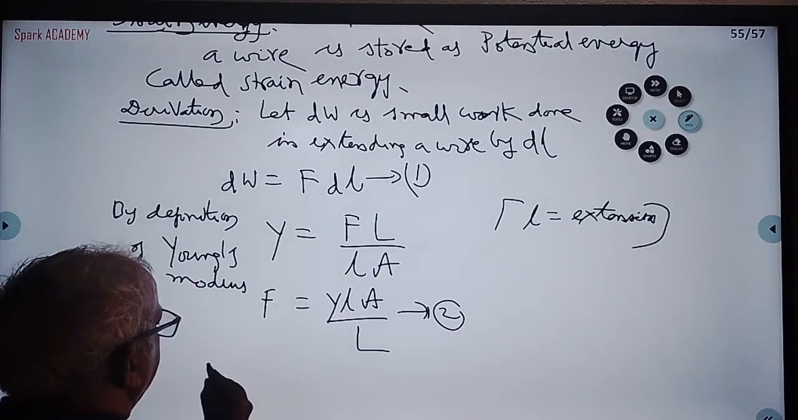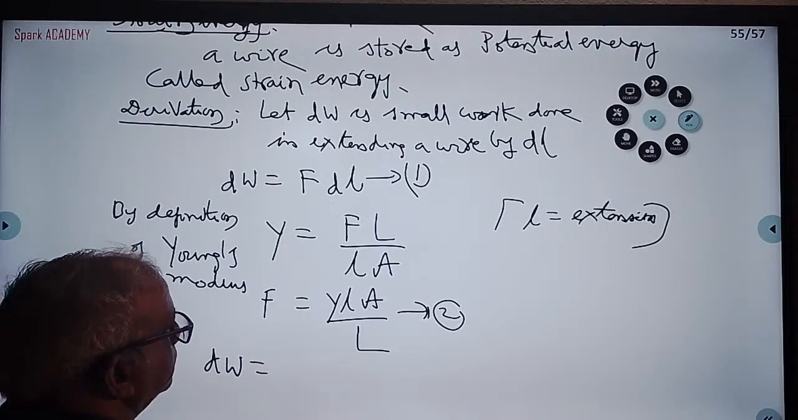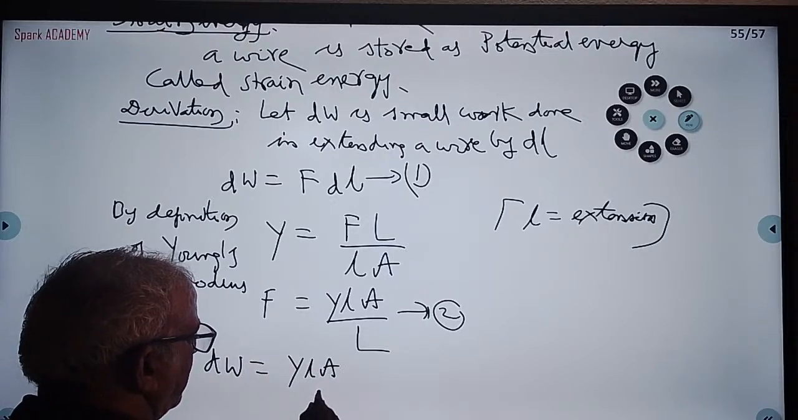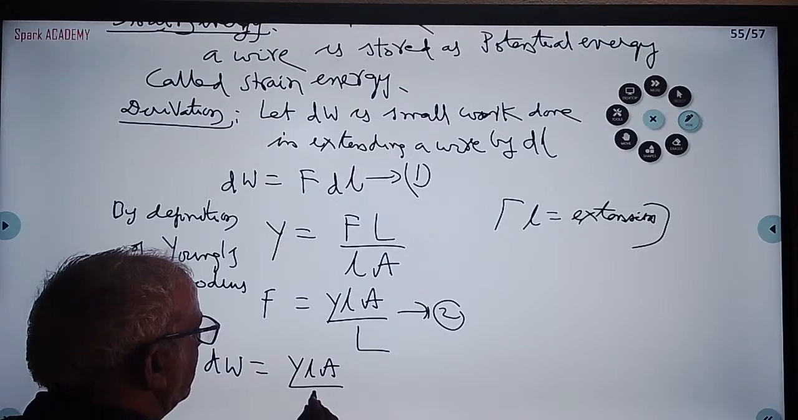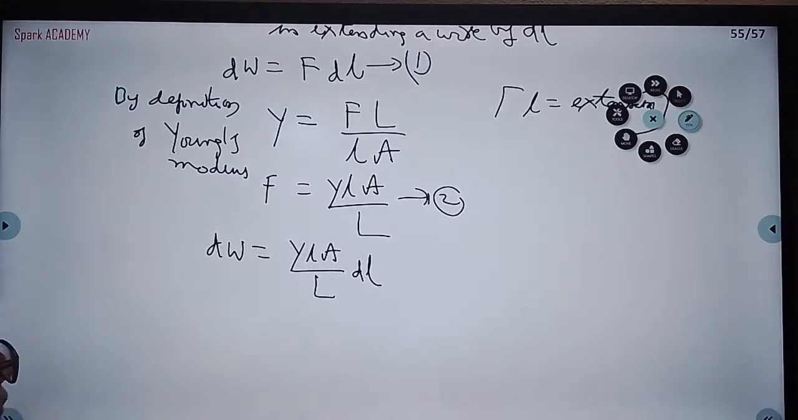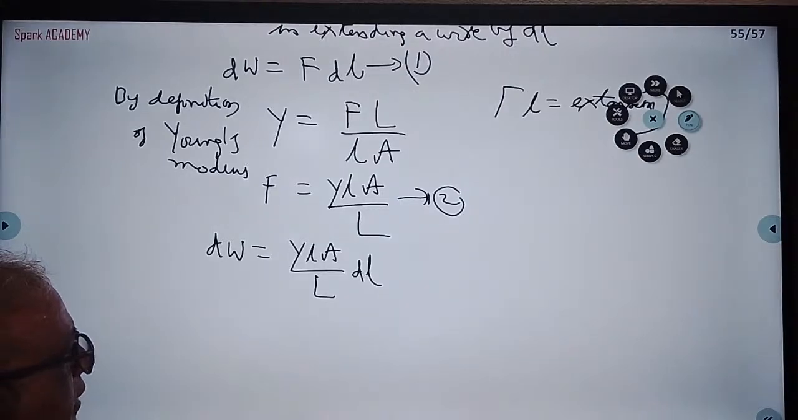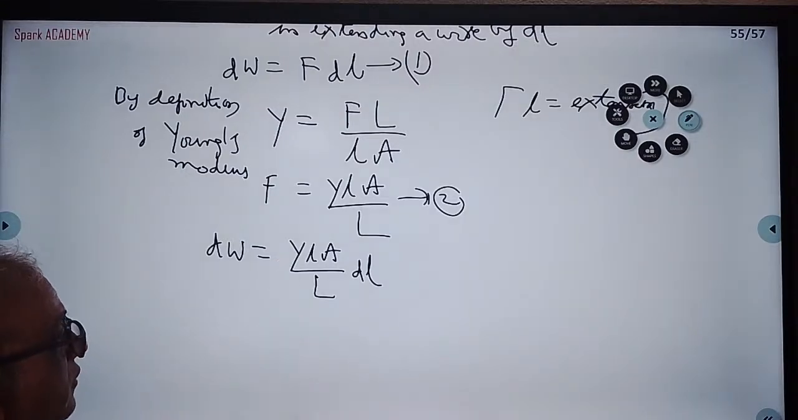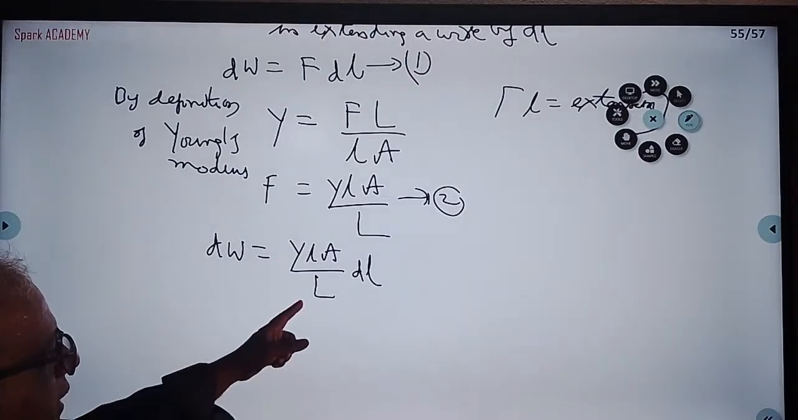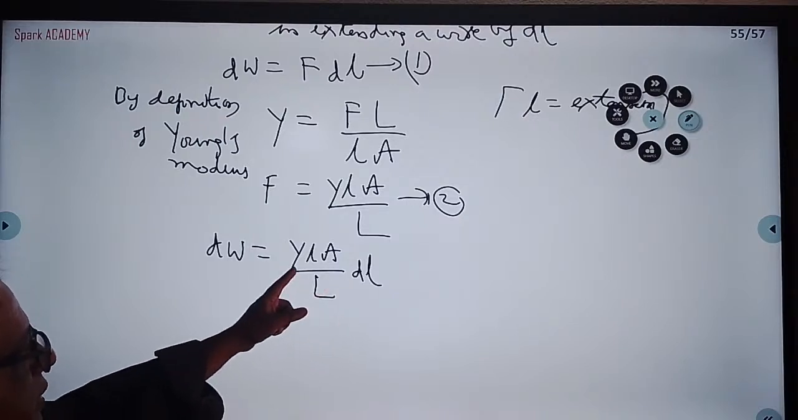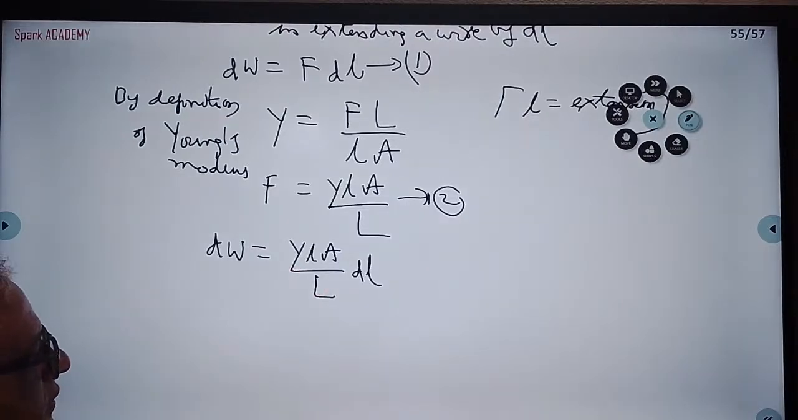Substitute in the first equation. Then dW becomes, instead of F, Y l A by L into dl. What is Y? Young's modulus. What is A? Area of cross section. What is capital L? Original length of the wire. What is dl? Small extension. And l is the final extension. So I am doing integration now.